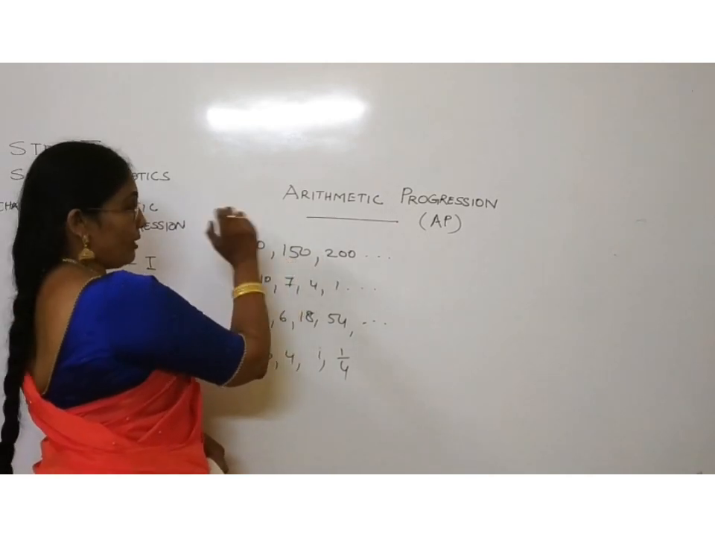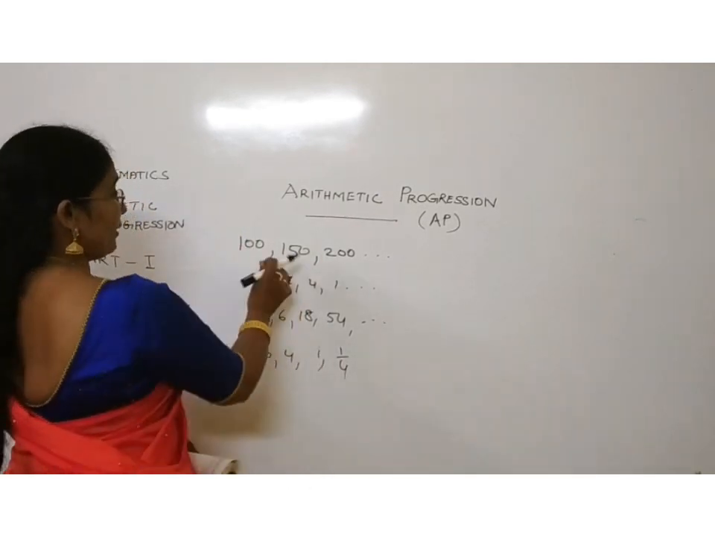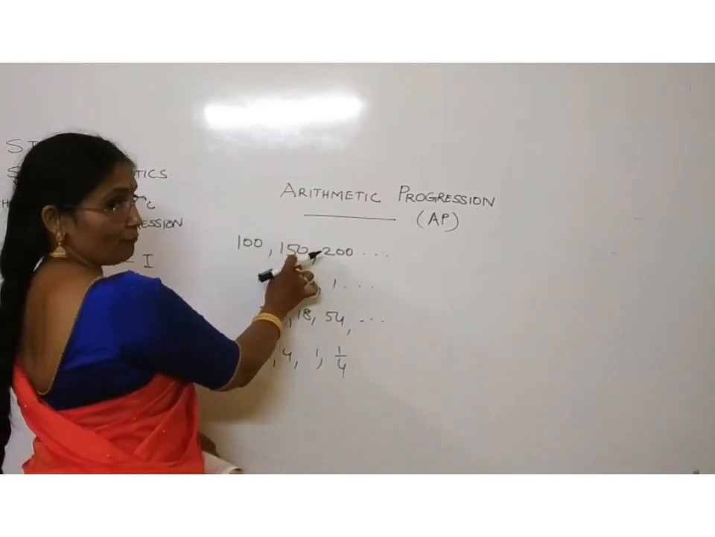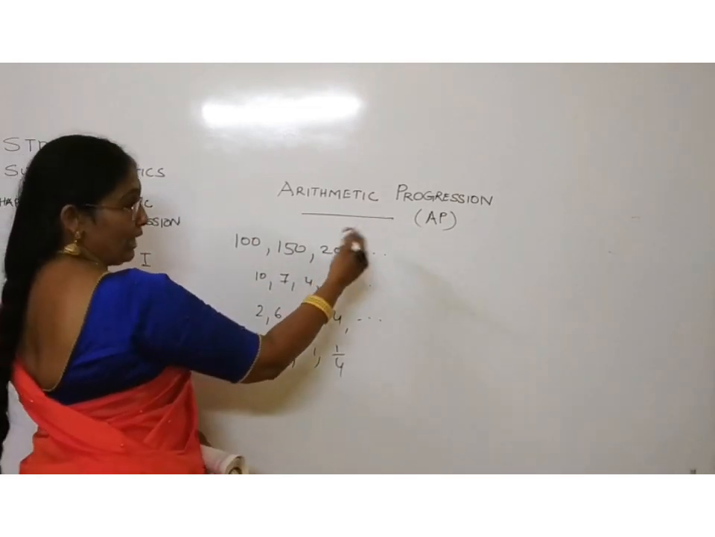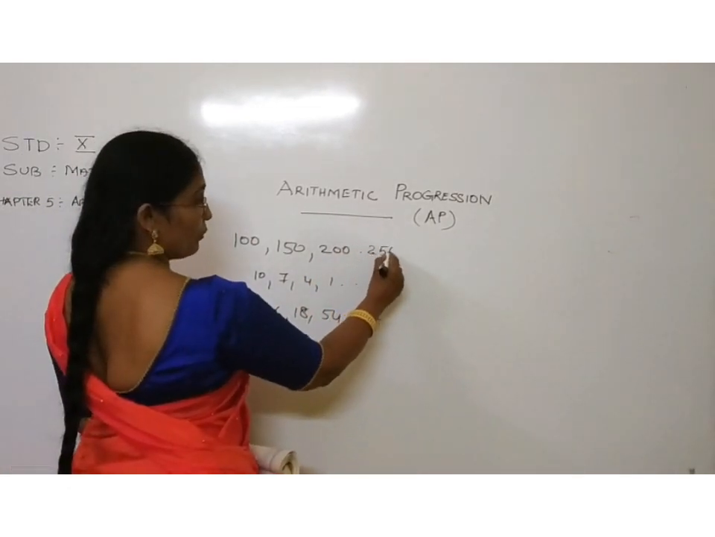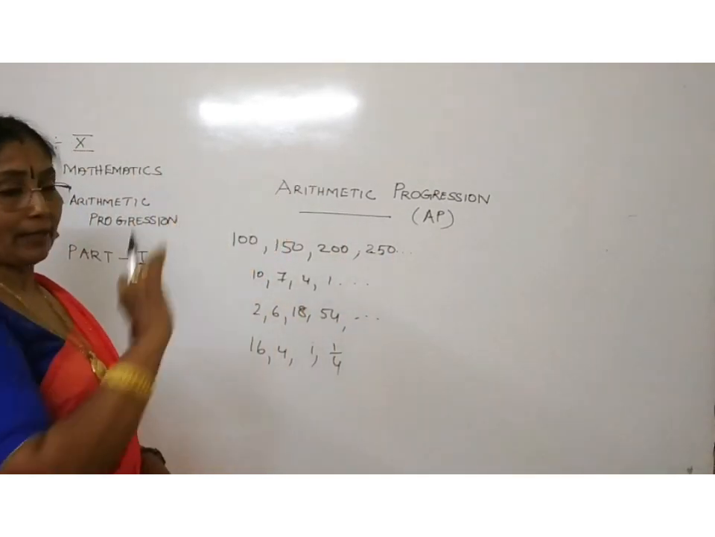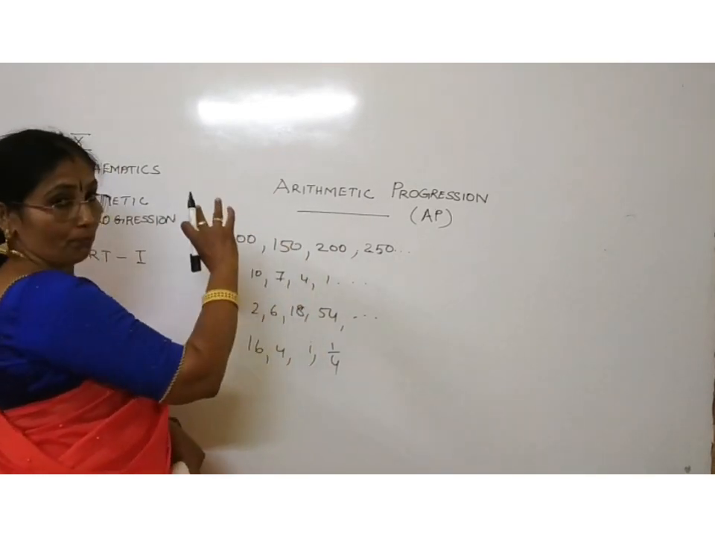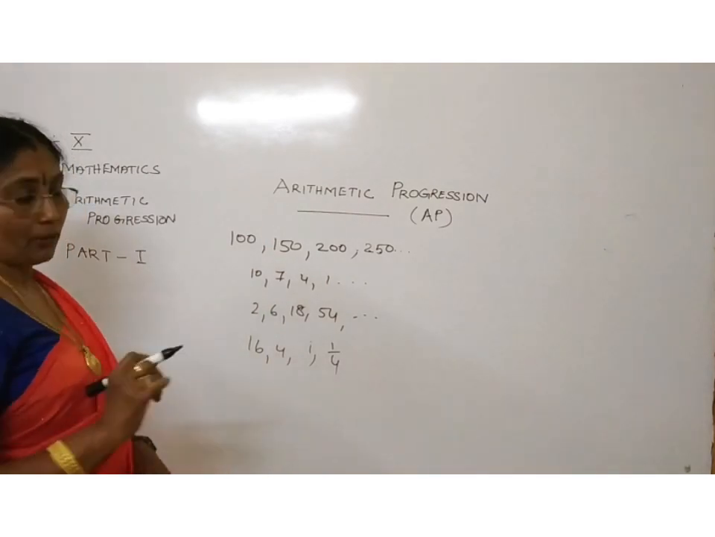100, 150, 200. You know that 100, 150. What is the difference between them? Plus 50. We are adding 50 to 100, so you get 150. Next, when you add 50, you get 200. So obviously you can find the next number here. What is the number? 250, etc. Like that it will continue. This pattern follows a particular method. What is that? It's adding a fixed number.